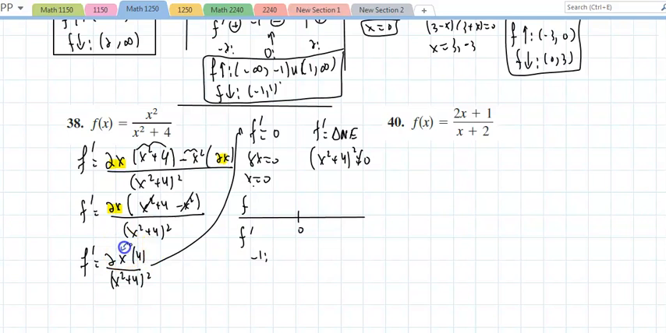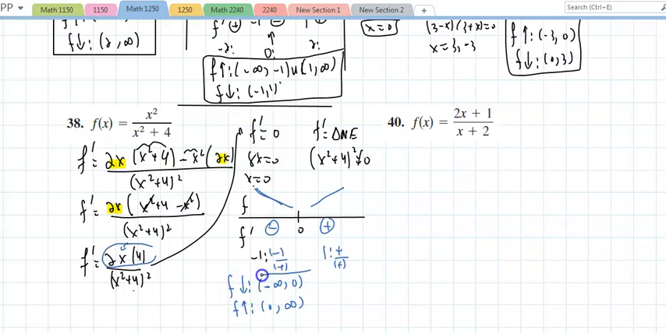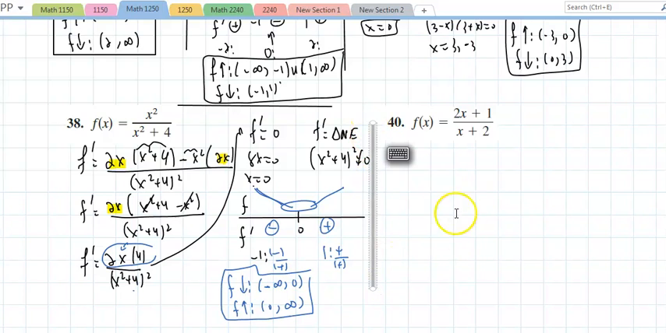If I put a -1 right there, that's -8 over a positive, which is a negative. And if I pick 1 and put it in there, 1 times 2 times 4, that's +8, divided by a positive, that's a positive. So I know negative derivative, the function is decreasing. Positive derivative, the function is increasing. f is decreasing from -infinity to 0, and f is increasing from 0 to infinity. And later on we're going to say, do you have a maximum or a minimum? This is a minimum, in case you're wondering. We're not there yet. And 40 is identical.